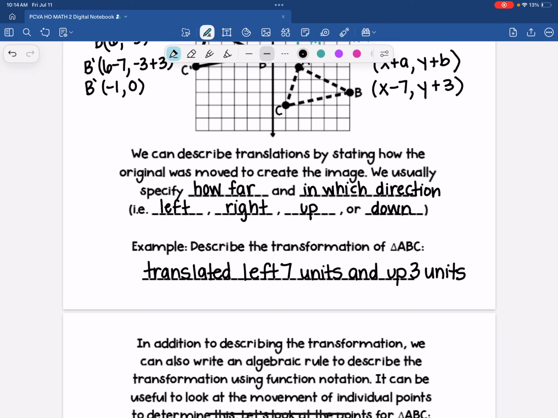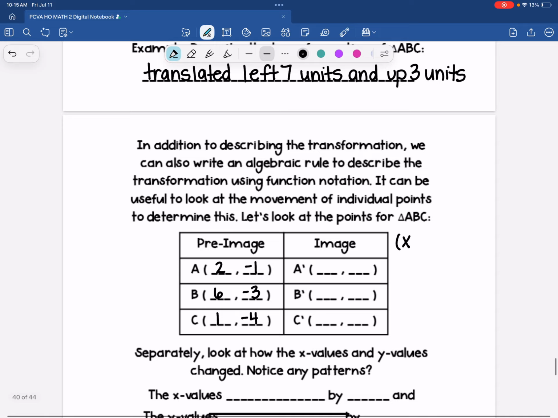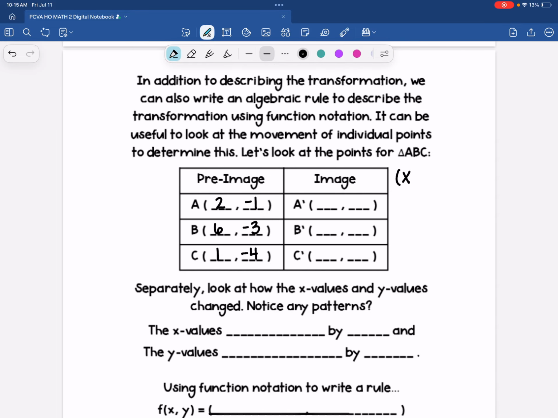Okay, so we're going to be going left 7, up 3. Okay, so we have our points. So if we write our rule, we're going to say to the left 7, and then my Y values are up 3. Okay, so for the A, if we add or subtract 7 from 2, that's going to give me -5. And then obviously if I do -1 plus 3, that's going to be +2.